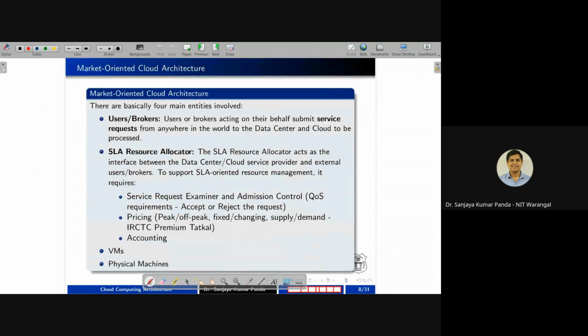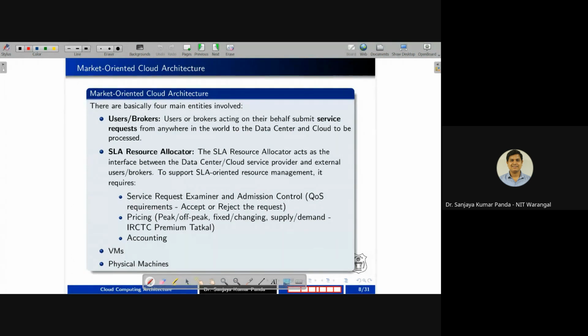Okay, so these all are what we discussed. Like the user broker, I told you they are generally acting on behalf of the service request. So you can make a request from anywhere. Make sure that you have an internet connection. If you have an internet connection, you can deploy your service anywhere in the world, and the cloud is going to process your request. And we have also discussed the SLA resource allocator.